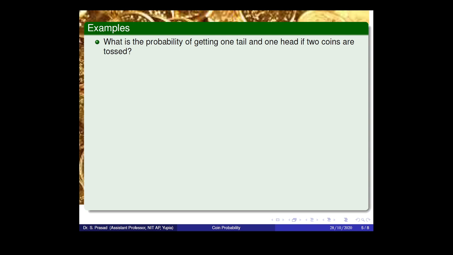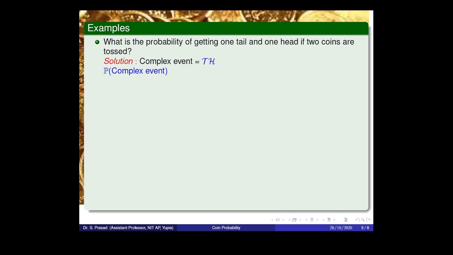So first, what is the probability of getting one tail and one head if two coins are tossed? First, we write the complex event. Here the complex event is what? We want the probability of getting one head and one tail, and here one head and one tail is known as the complex event. We can write it directly as T and H, because two coins are tossed, that's why we can write the complex event TH.